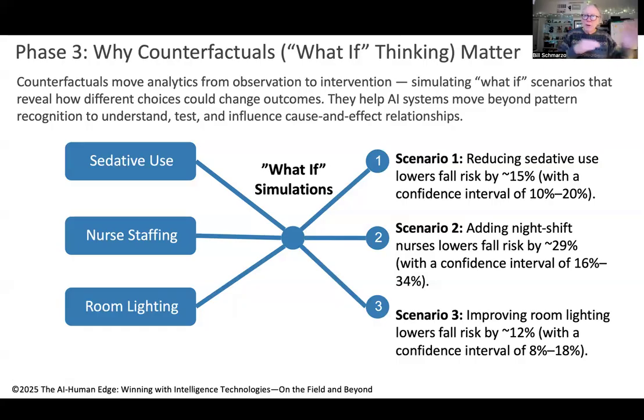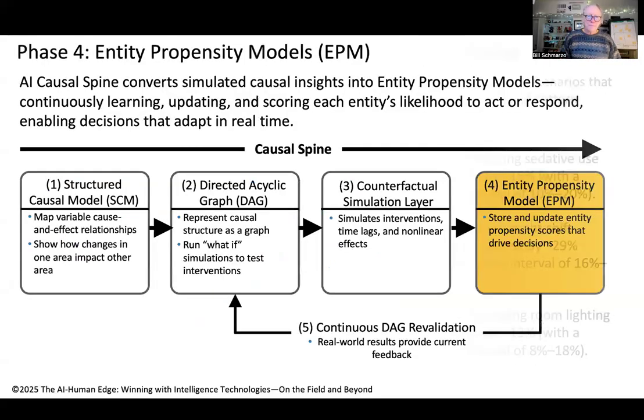And you can play with this to figure out, well, if I have to increase sedative use, should I improve the room lighting? Should I make sure there's better room staff? So now you have the ability to do that what-ifing, which is a powerful tool in AI that allows us to make very thoughtful decisions that drive material, transparent, trusted outcomes.